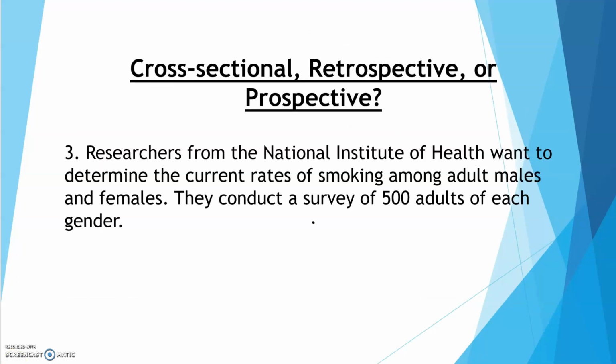Okay, number 3. Researchers from the National Institute of Health want to determine the current rate of smokers among adult males and females. They conduct a survey of 500 adults of each gender. Okay, keyword here, the current rates. They want to know what's going on right now. So that has got to be cross-sectional.